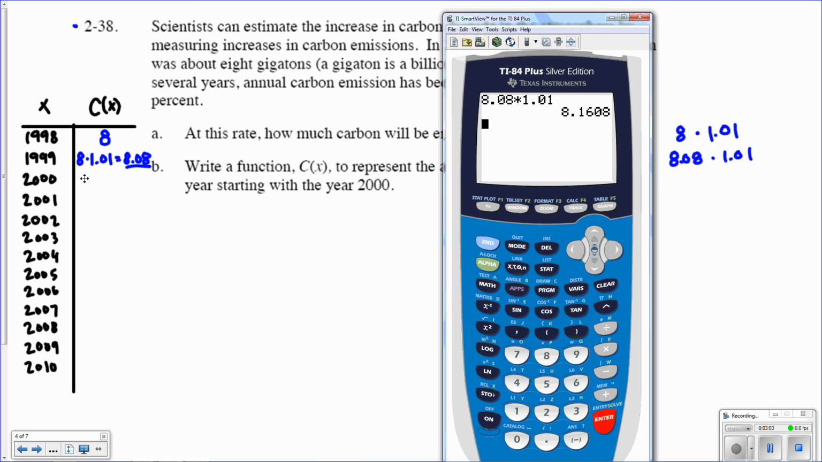We'd end up with 8.16 gigatons in 2000. And then to get 2001, we're going to have to multiply that 8.16 times 1.01. So you see, this could take quite a while to get all the way down to 2010 there. So let's take a look here.